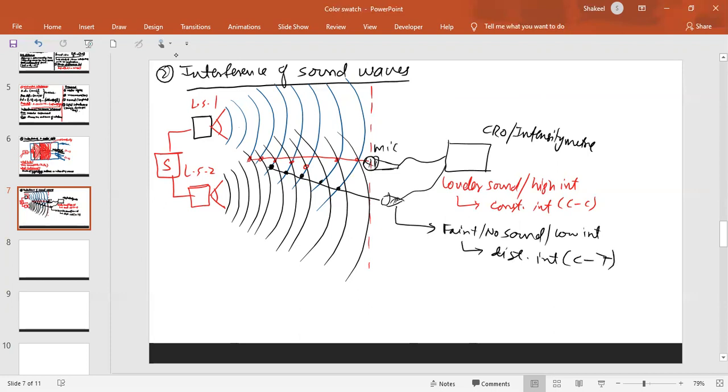That's how you can observe interference of sound waves by just using two loudspeakers connected to the same source, and then a mic with a CRO or intensity meter. The mic will be moving along this line, and you will observe a series of high intensity and low intensity patterns on the CRO. High intensity will account for constructive interference, and low intensity will account for destructive interference.